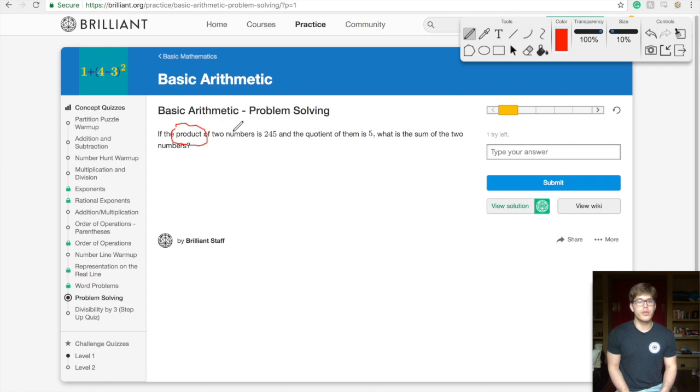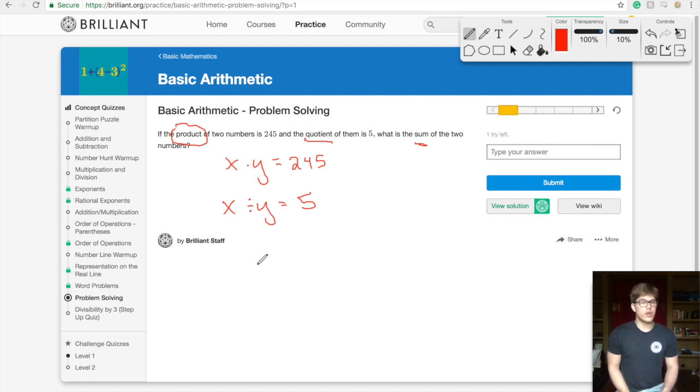So if the product of two numbers is 245, I'll call my two numbers x and y. So x times y equals 245, and the quotient of them is 5. Well, what is quotient? Quotient is the answer to a division problem. So x divided by y equals 5. What is the sum of the two numbers? So we need to figure out what two numbers multiply each other to get 245, and then what two numbers divided by each other equal 5.